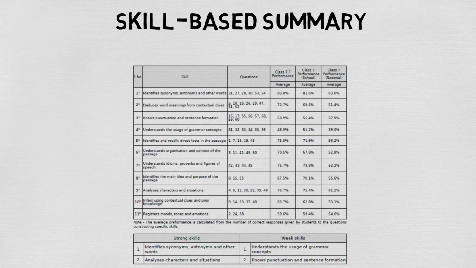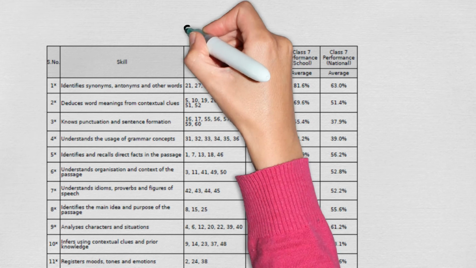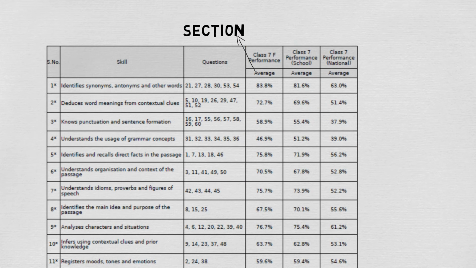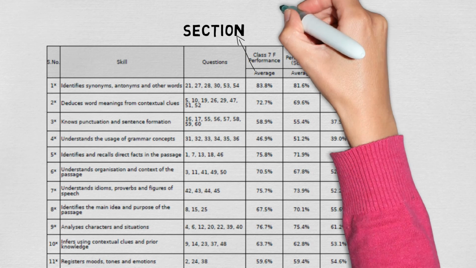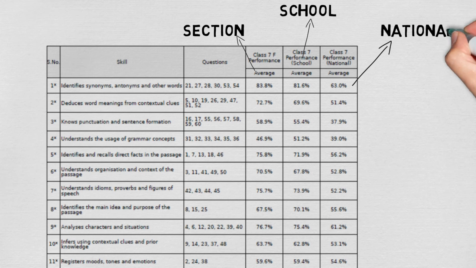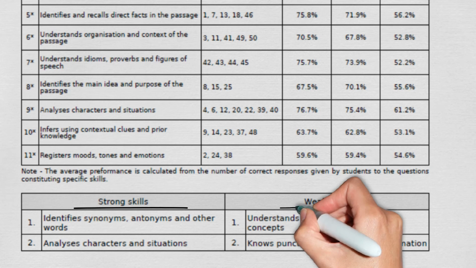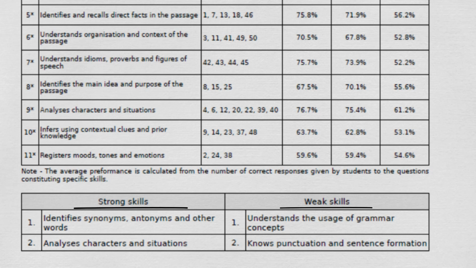Now comes the skill-based summary. All questions in the ACID paper are designed to test a particular skill. The performance of my students in each skill is given along with the performance of the students in my school as well as students across the country. With this table, I can see the skills my students are really good at and those that I need to work on along with them. To make things simpler and convenient, two of the strongest and two of the weakest skills have been highlighted.